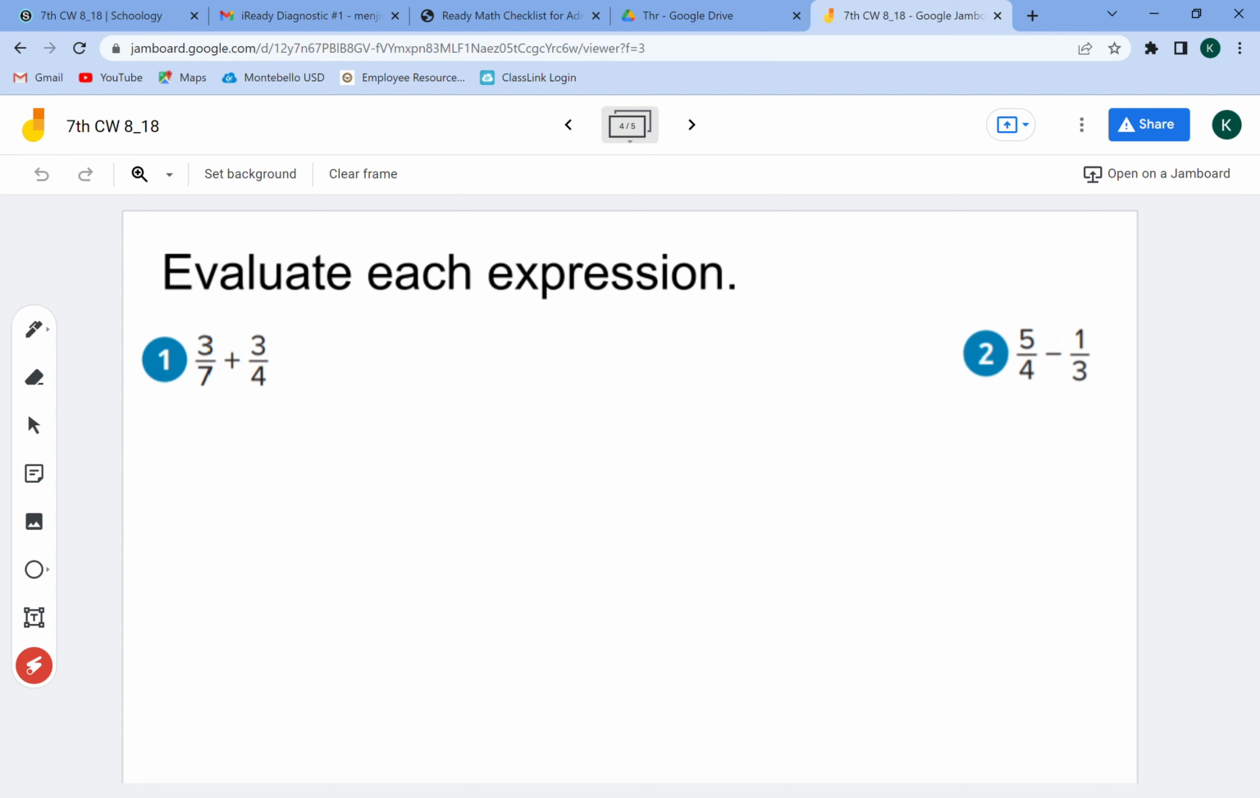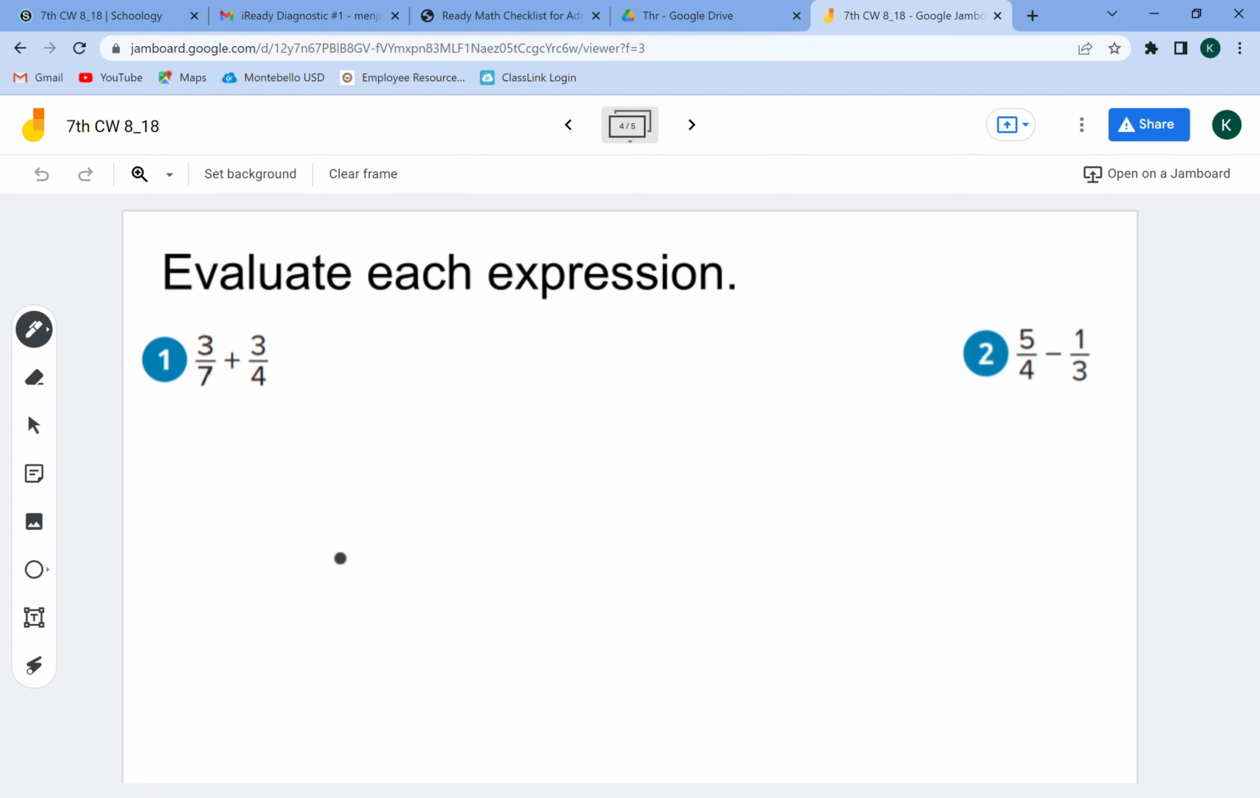One rule that you have to know about fraction operations is that when you're adding and subtracting fractions, you have to have the common denominator. So that's what you want to look for first.